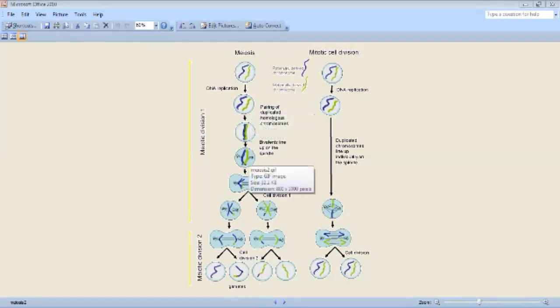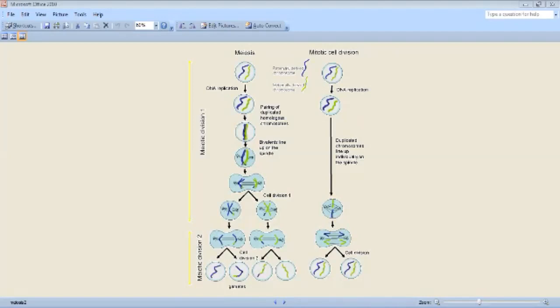and there is pairing of duplicated homologous chromosomes, then the bivalents line up on the spindle, then the first division takes place, the chromosomes get divided here, cell division 1 takes place, and in the next step, that is the meiotic division 2, these individual cells again get divided into two daughter cells.